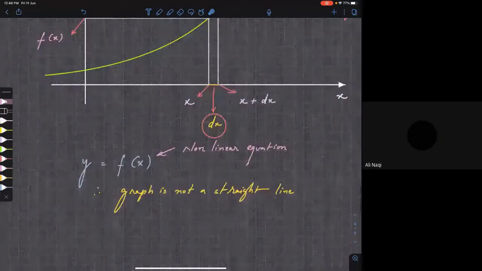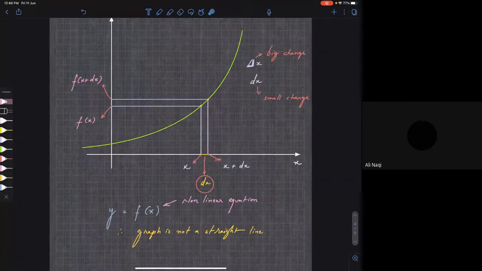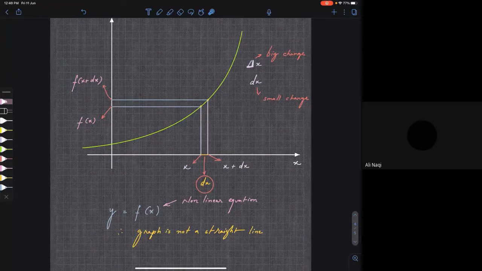Sir, so the function of x will always be on the y axis. Which one? The function of x will always be on the y axis. Yes, y is always f of x. Clear? Now tell me, what is the slope of this small segment?